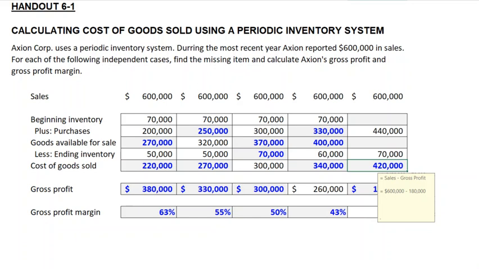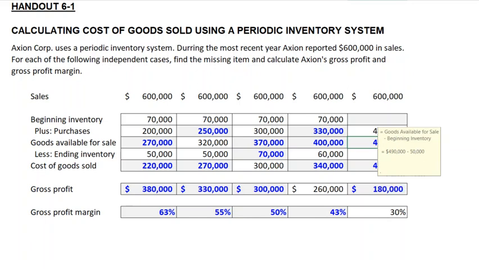So if we sold $420,000 of merchandise and had $70,000 left over, that means we had to have had $490,000 available. And if we made purchases of $440,000 and we had $490,000 available, our beginning inventory had to be $50,000.